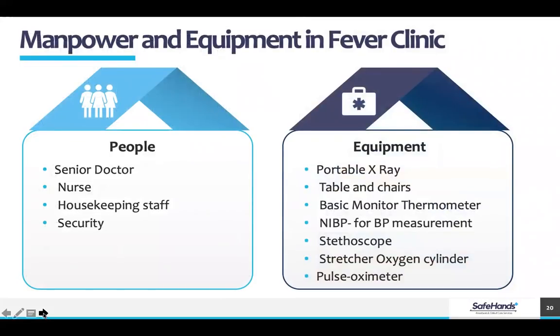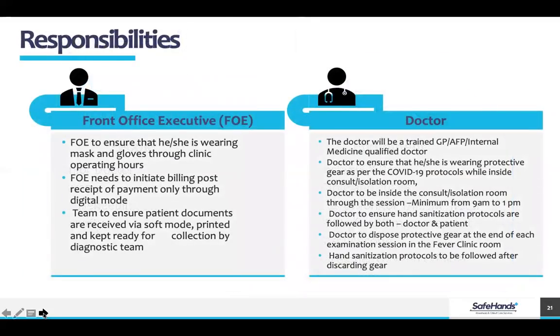Manpower and equipment required in the fever clinic: a senior doctor, nurse, housekeeping staff, and security. Equipment includes a portable X-ray, table, chair, basic monitors like a thermometer, NIBP for blood pressure measurement, stethoscope, stretcher with oxygen cylinder, and pulse oximeter. It is better to have a multi-para monitor with 5 parameters where a quick immediate recording of the vitals can be done after attaching to the patient.